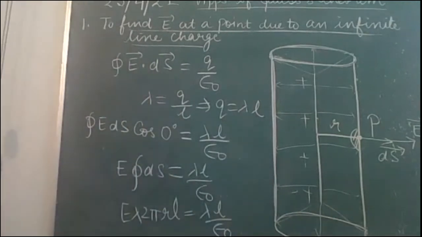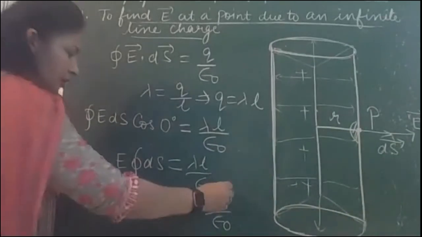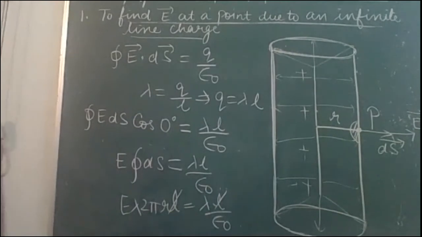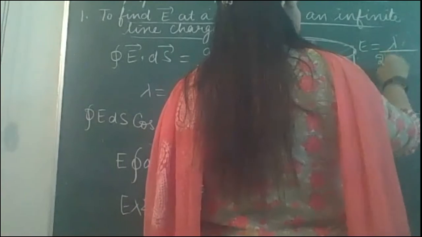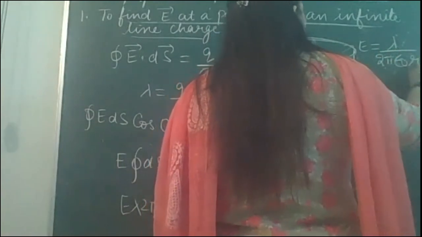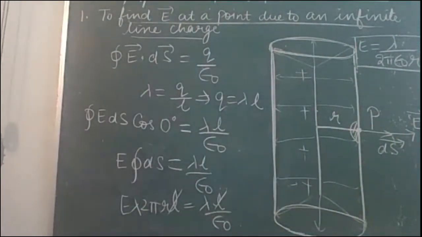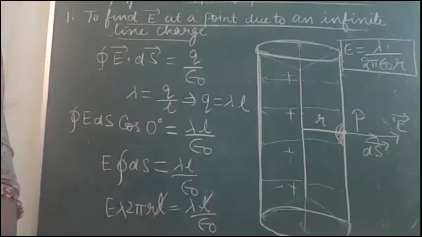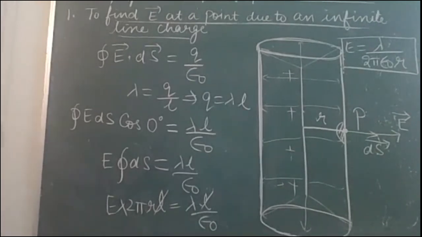We put it here, and you see what gets cancelled? L gets cancelled, so length gets cancelled on both sides, and what we are left with is electric field equals lambda over 2 pi epsilon naught r. So this is the electric field intensity at a point P due to an infinite line charge. This is the expression, that is lambda over 2 pi epsilon naught r.